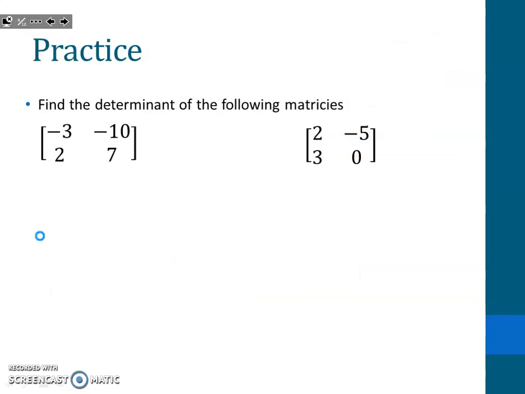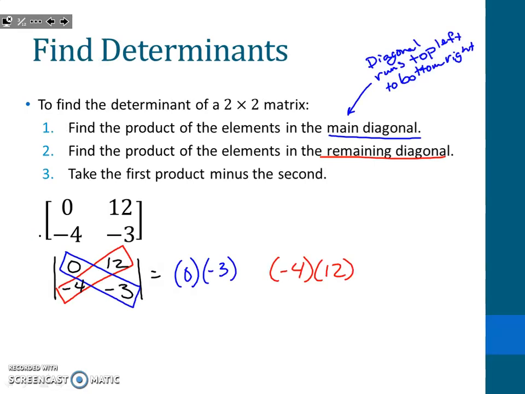You then need to take the first product minus the second product. That is always a minus sign. It's always a minus sign. Okay? So what you guys are going to do is take the product of the first diagonal, it's called the main diagonal, 0 times negative 3, minus, it's always a minus sign, negative 4 times 12.